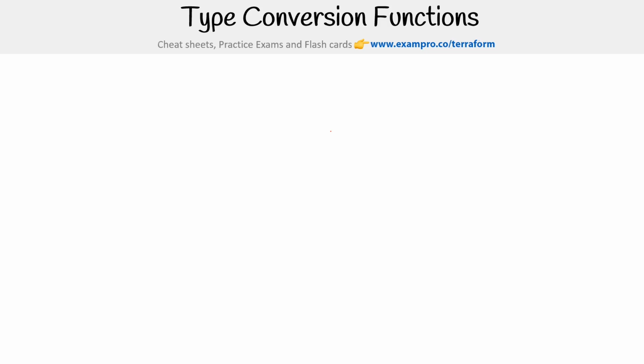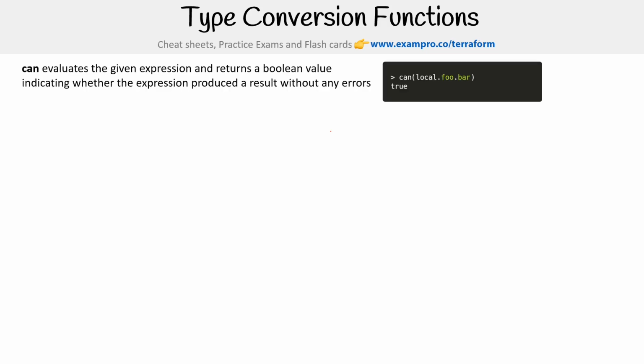All right, we're on to type conversion functions. So the first we're looking at is can. So can evaluates the given expression and returns a Boolean value indicating whether the expression produced a result without any error. So can we use this, right? So we say local.foo.bar. And so, if this foo wasn't defined, then it would say false, but apparently we made it all the way to bar, okay?